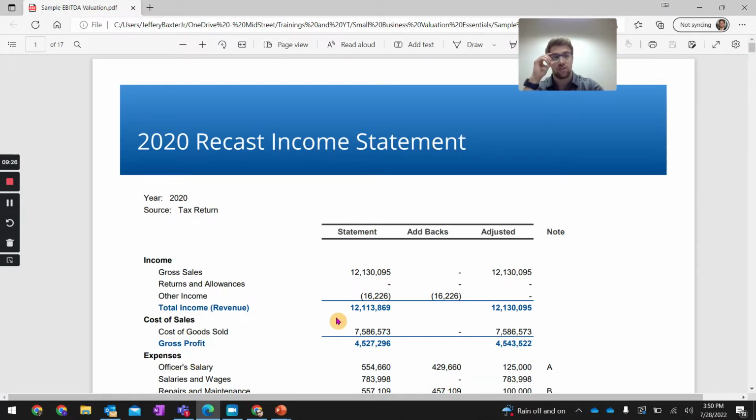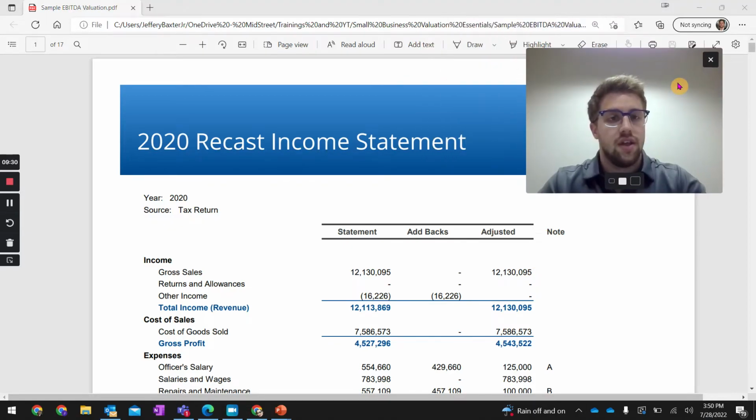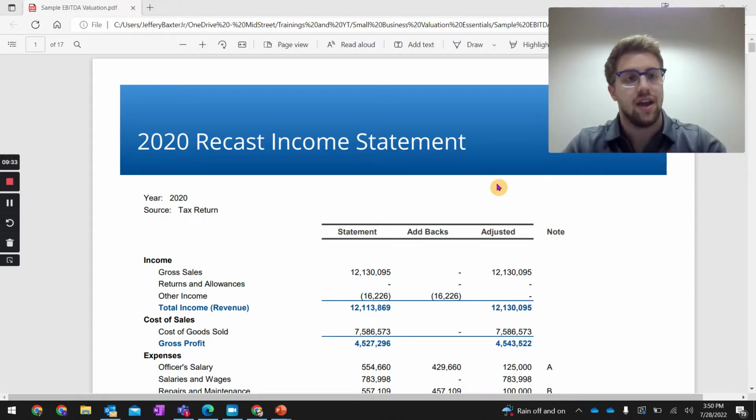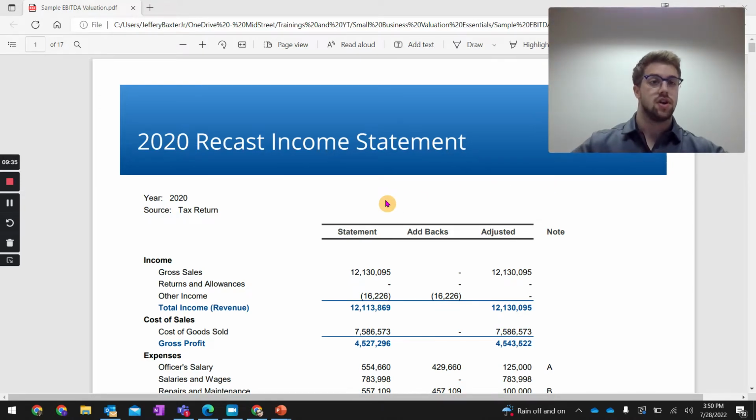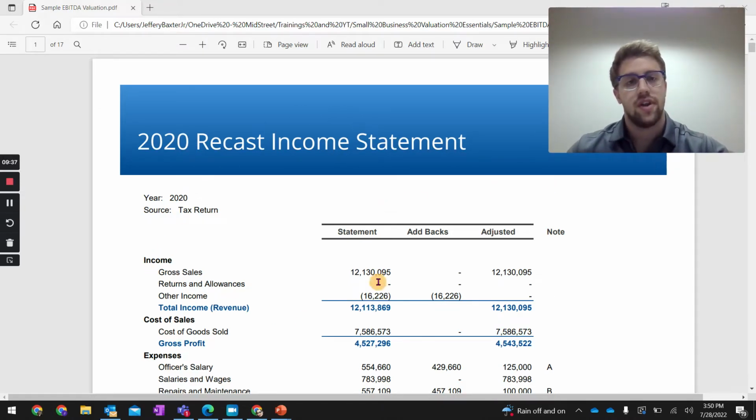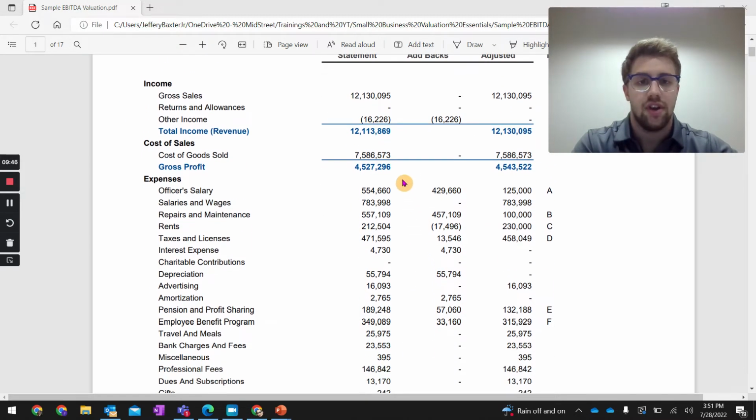So now we can take a look at a set of financials that I have here from a valuation I performed. This is a valuation for a business that came to us wanting to sell at MidStreet a couple years ago, and I've scrubbed their identifiable information from the valuation so that we can use the numbers as an example.